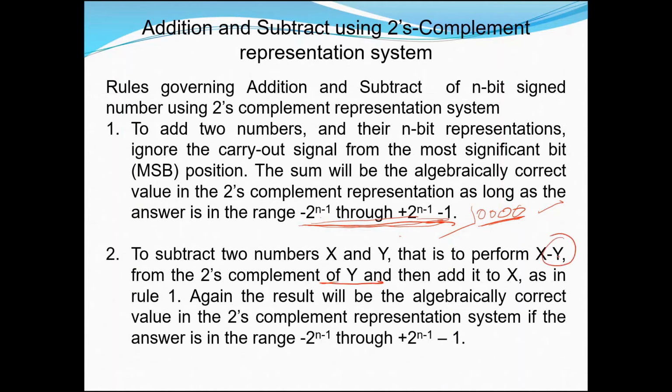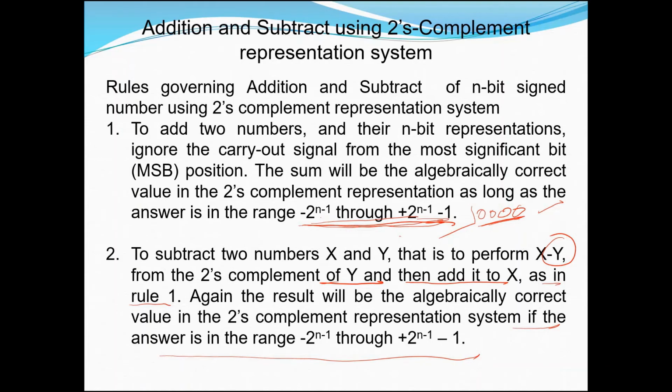Since we are subtracting y, I have to take the 2's complement of y and then add it to x. After taking the complement, simply add it to x as in rule 1. If a carry is generated, just discard it, and again the result will be the algebraically correct value in the 2's complement representation system if the answer is within this range. Right? These are the two rules.